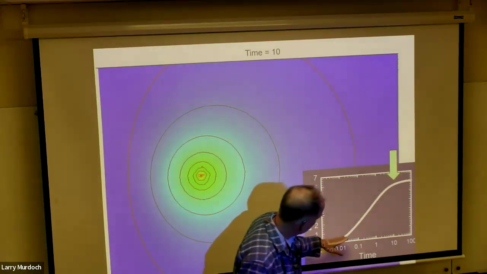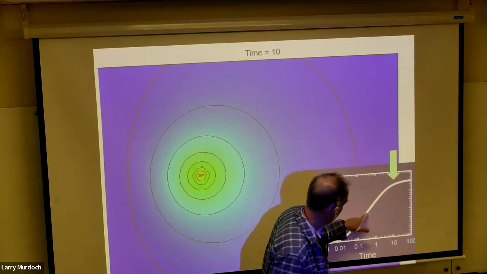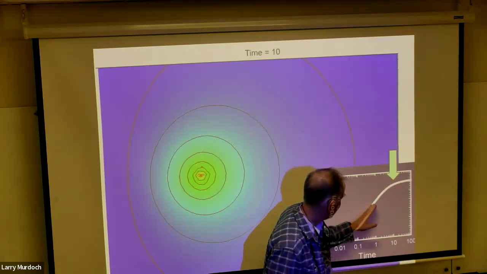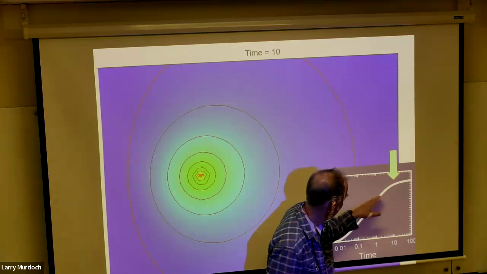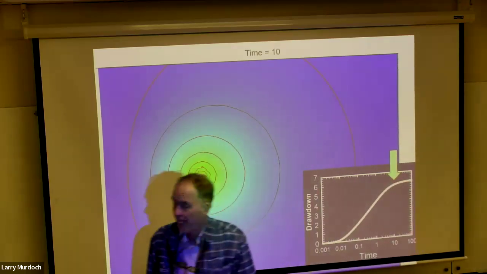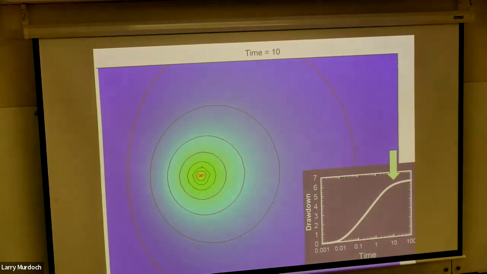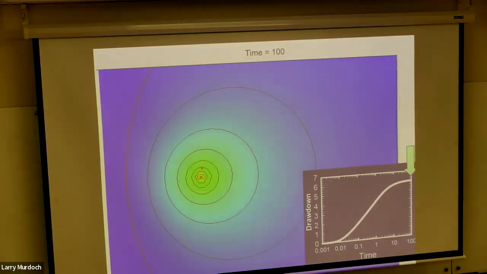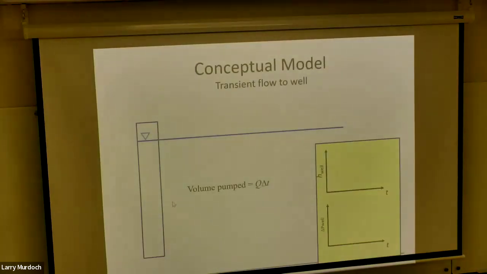And what happens here is this drawdown curve is a straight line, and then when it starts to interact with the river, it starts to flatten out. Okay, flattens out like that. So there it is after it's been pumping for a while and interacting with the river. So that's kind of the conceptual model. Let's see why it works that way.